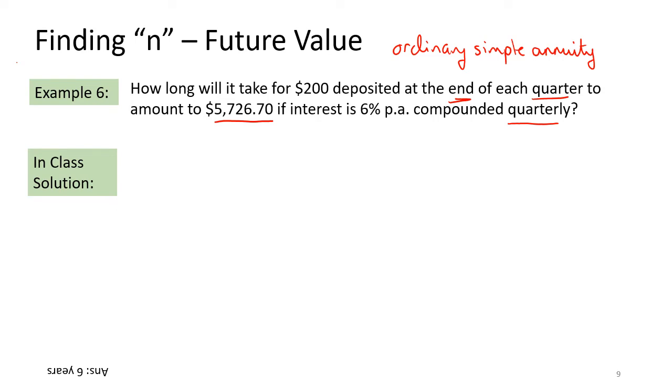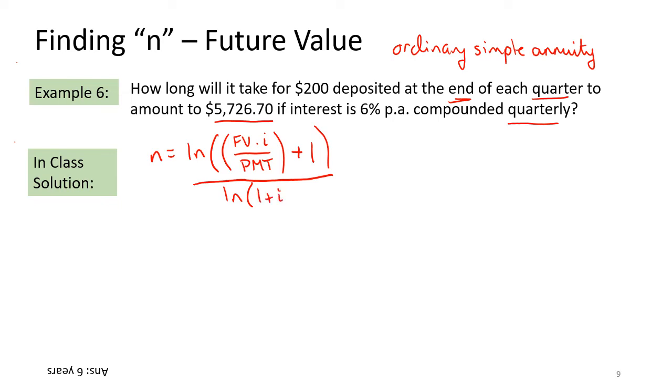So starting with your formula, again, it's nice to have these formulas sitting with you when you're looking at these questions. n is equal to the ln, okay? And that's of the future value times your periodic interest rate divided by what your payment is, plus 1, all divided by the ln of 1 plus your periodic interest rate.